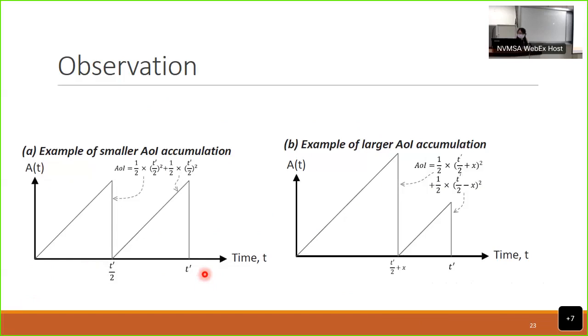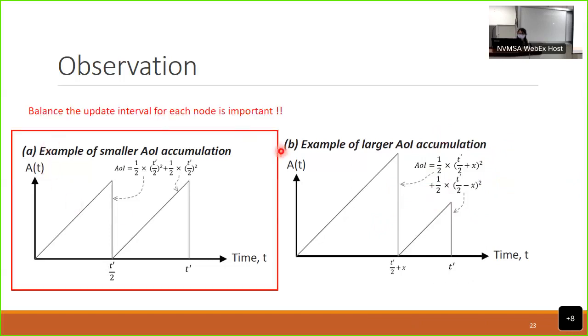But the AoI accumulation shows different results. In the left figure, we calculate the average AoI by this equation, and on the other hand, in the right figure, we calculate the AoI accumulation by these equations. And absolutely, the left figure has the lower AoI accumulation. So in our assumption, balancing the update interval for each node is important for reducing the average age of information.